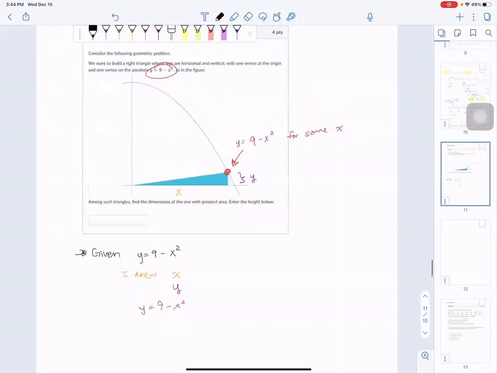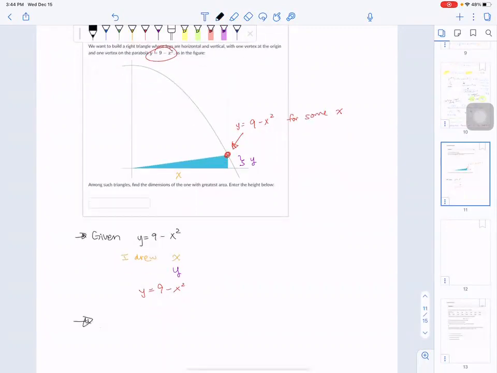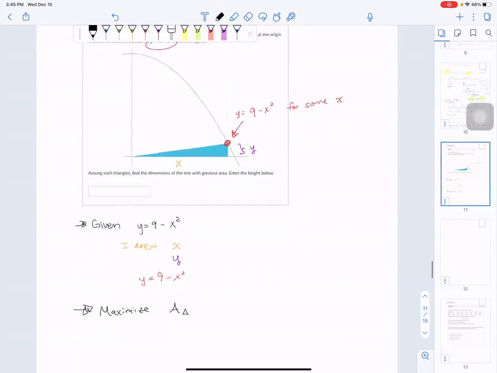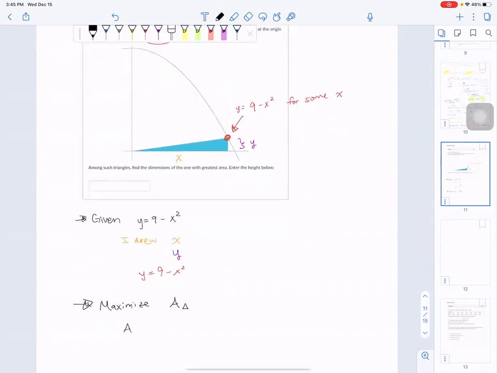Now, what is the question asking for? It's asking us to maximize the area of our triangle. Whatever it's asking you to maximize, that's the formula you want to use. What is the area of a triangle? So A, right now we have it in terms of x, y. The area of a normal triangle is half base times height. In this case, our base I named x, and our height I named y.